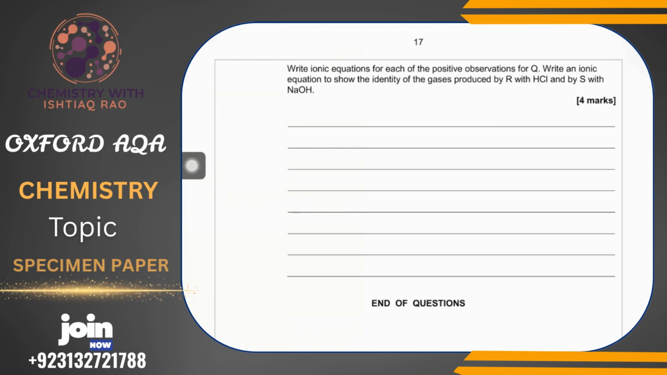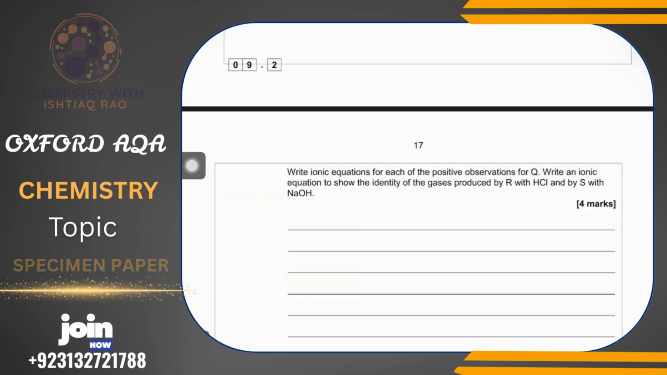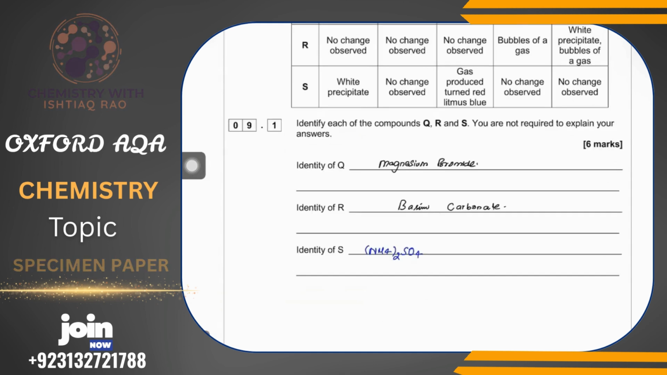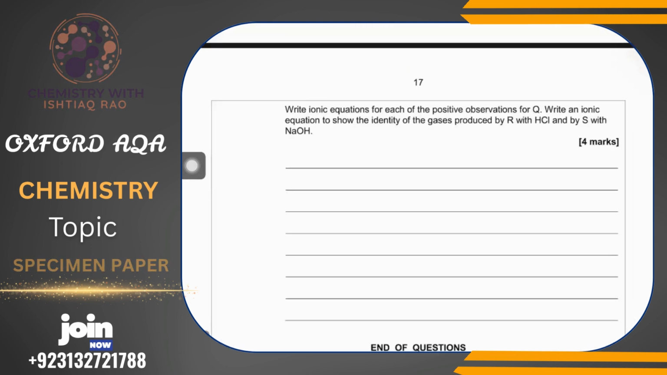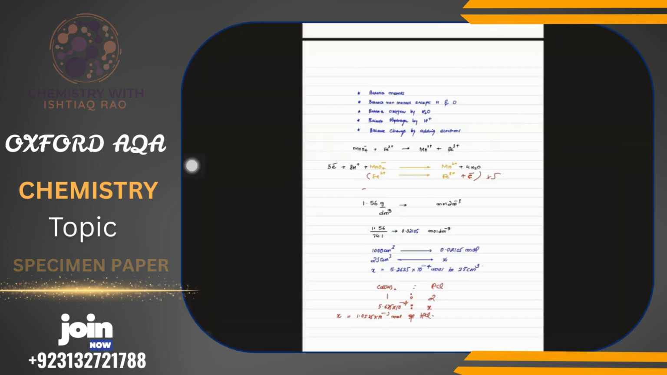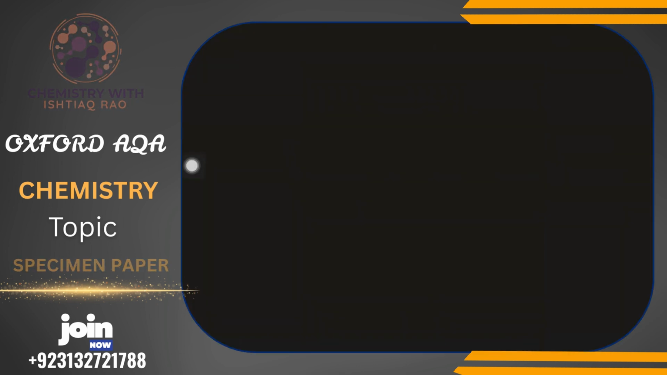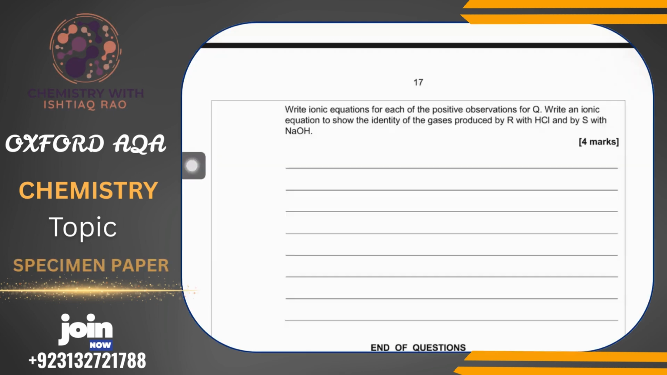First of all, if you can check Q, for Q, no change is observed. Pale cream precipitates are formed. White precipitates are formed. What do you mean by the white precipitate? You know, calcium. Calcium 2+, of course, it's in group 2, so the charge is +2, would be reacting with OH minus, and it would be producing calcium hydroxide. That's a solid.